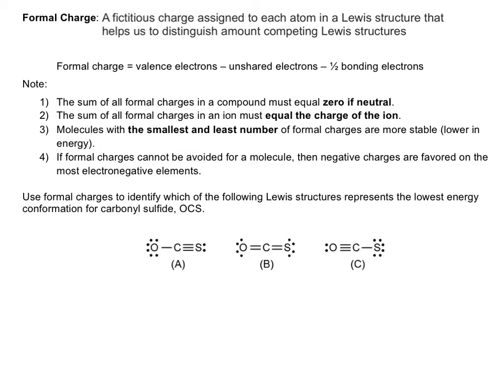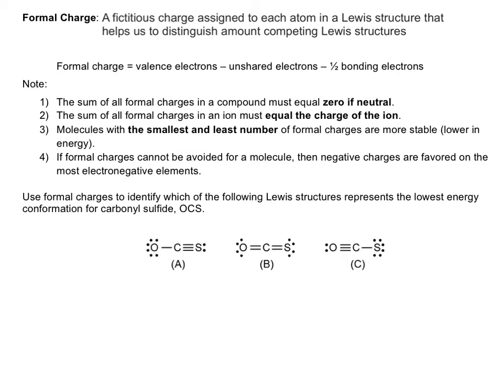So you get the formal charge by doing the number of valence electrons minus the unshared electrons minus half of the bonding electrons. So this is basically an assessment of the difference between how many electrons that atom brought in to the compound as valence electrons and how many it's sort of taking responsibility for in the compound.